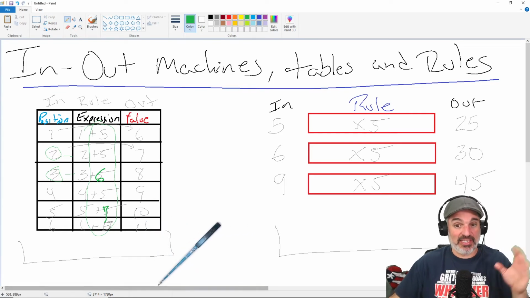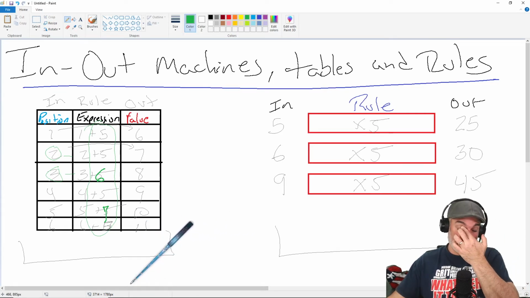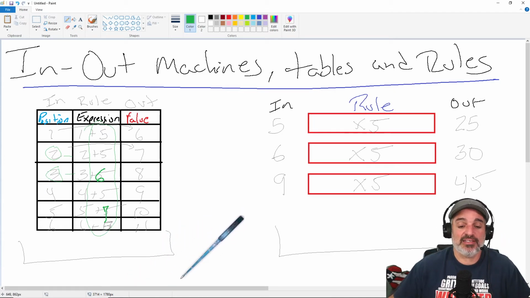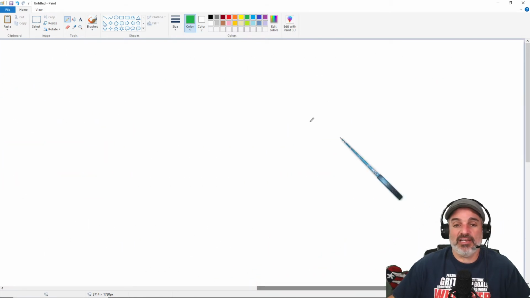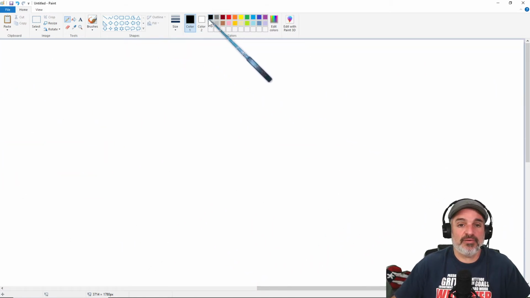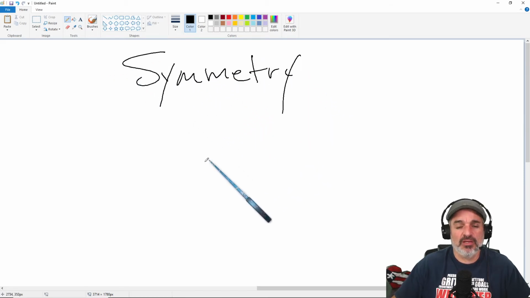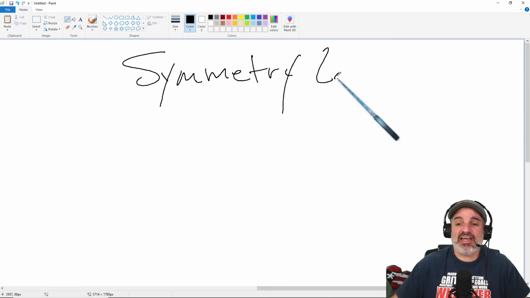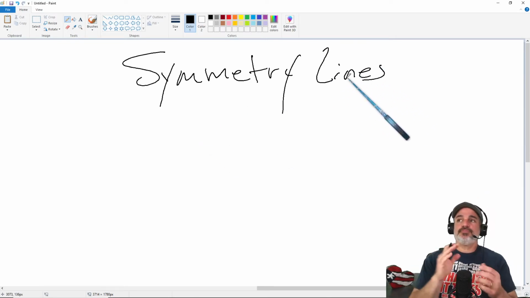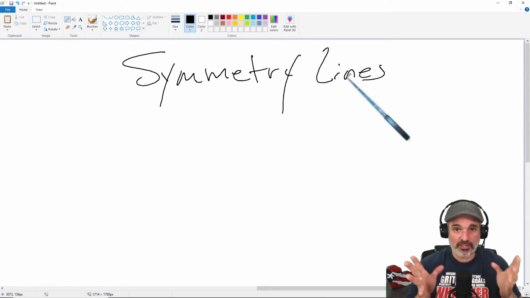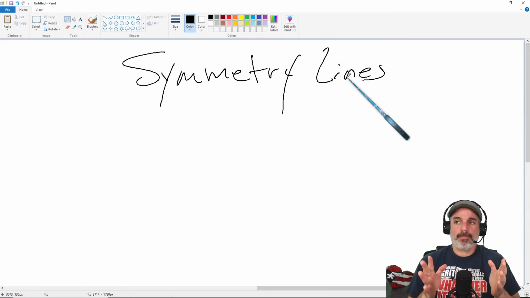Okay guys, so that is in and out tables, machines and rules. We're gonna spend some time, maybe 15 or 20 minutes in class, reviewing this before the test. Okay, now finally, this is the area where we kind of struggled a little bit last week, and it's in symmetry, particularly symmetry lines.